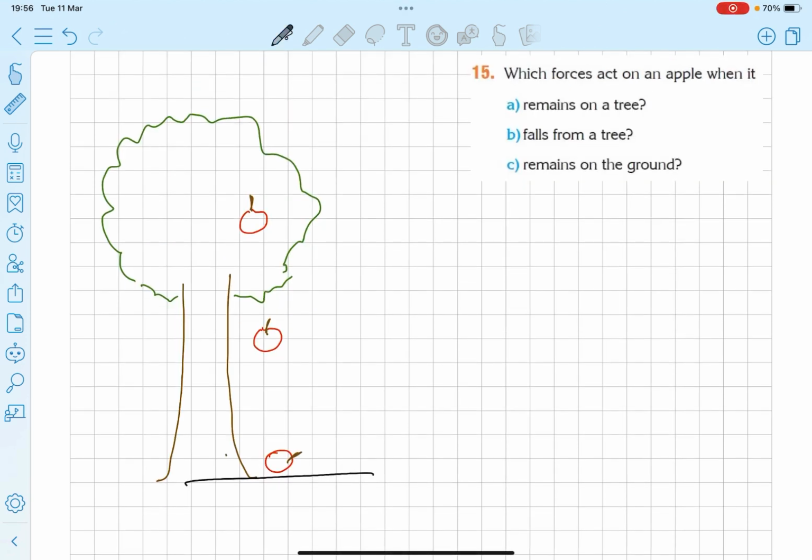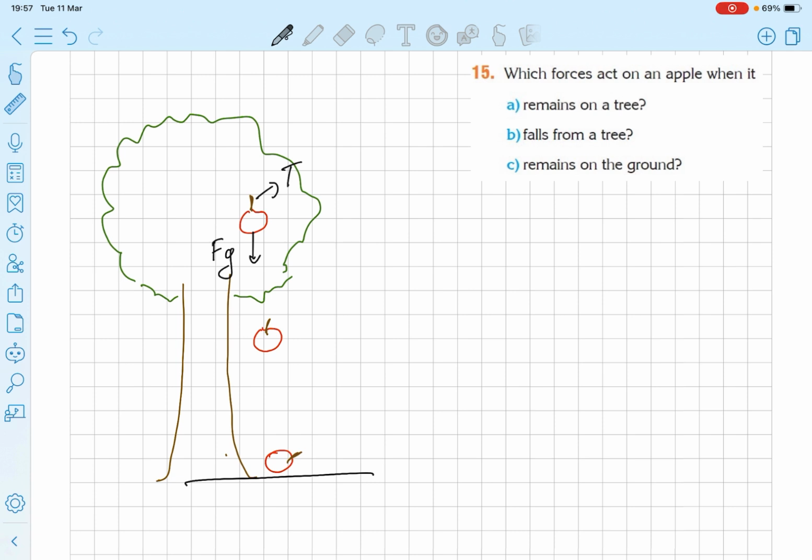Question 15. Which forces act on an apple when it remains on a tree, falls from a tree, and remains on the ground? So I tried to draw it here. When it is remaining on the tree, firstly, we know that the gravitational force is pulling it downwards. We can write it F3, and upwards it is held up by the stem. We can say it's a tension. So there are two forces.